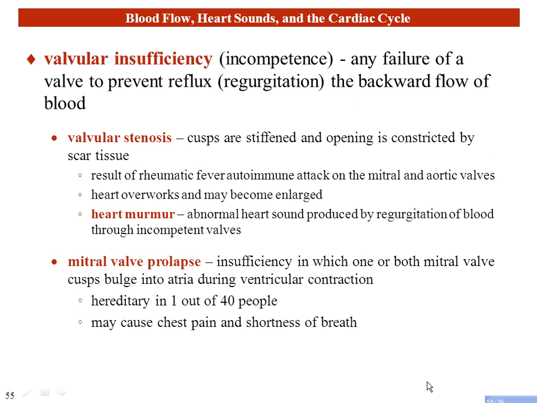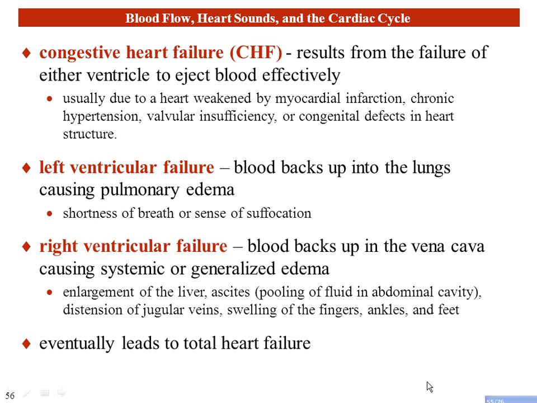Now, if there's some type of issue with the valves, either they don't open completely, or they don't close completely, that can lead to some type of murmur. A murmur is any abnormal sound produced by regurgitation of blood. So you have valvular stenosis, where the opening is constricted. You can have a mitral valve prolapse, which is when the mitral valve goes into the left atrium when the left ventricle contracts. So any of these events can lead to some type of heart murmur.